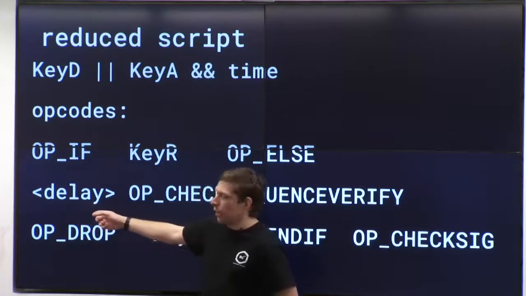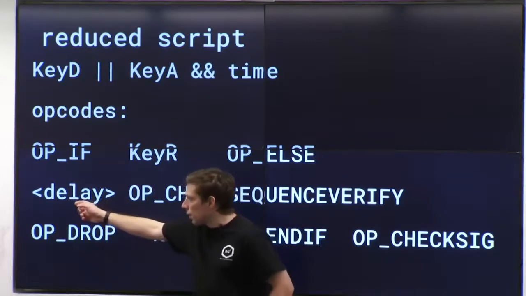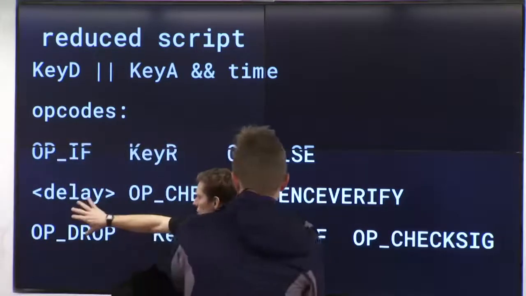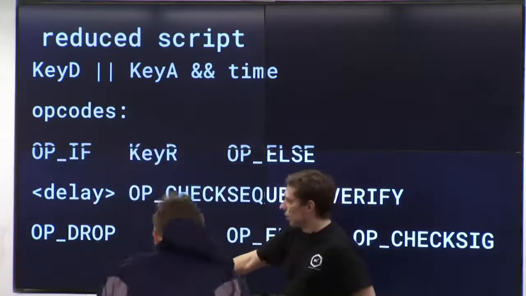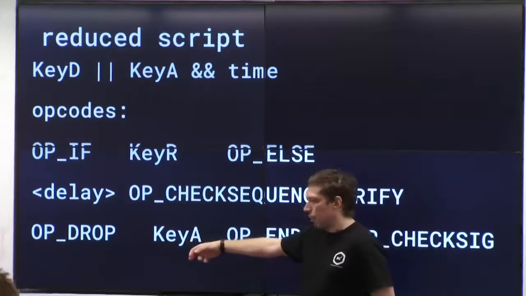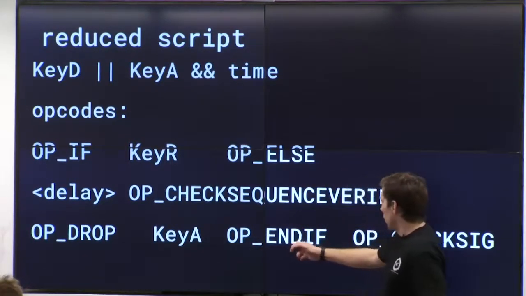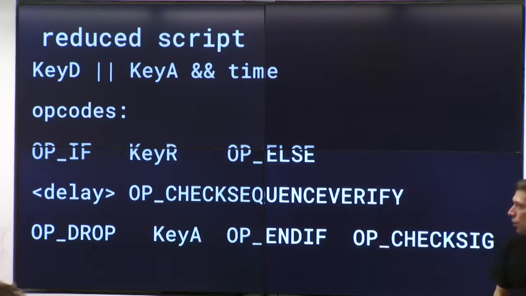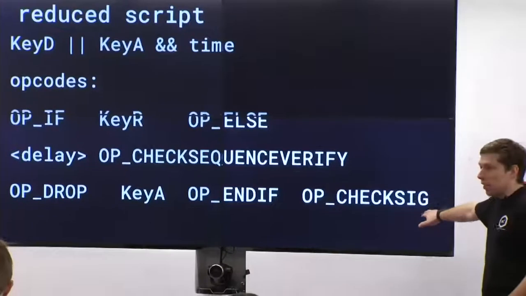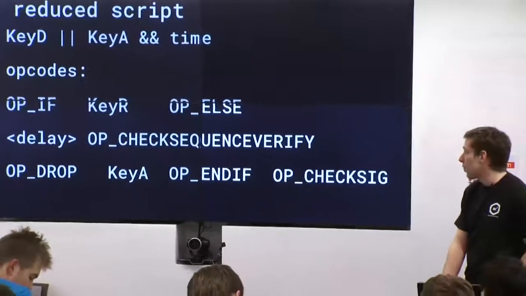This was to ensure compatibility since it's a soft fork. So old nodes would see a no op, and then they would see the drop to get rid of this whole thing. So the old nodes wouldn't see it at all. Then you have a key A put on the stack, and then you end the if statement, and then you check signatures. So really, the if statement is just determining which key gets pushed onto the stack. And then after the if statement, there's a check sig, to check the signature from that key.